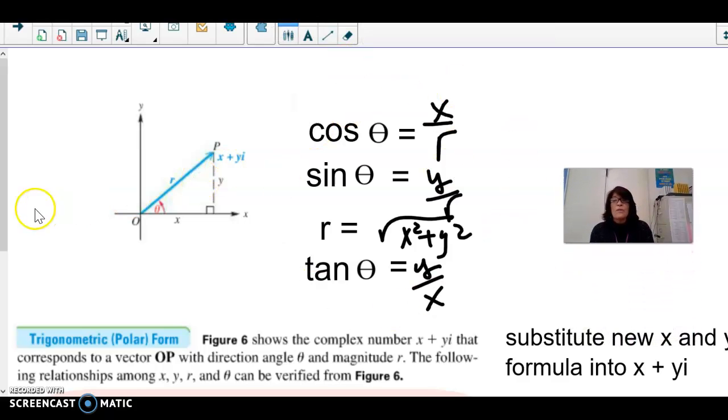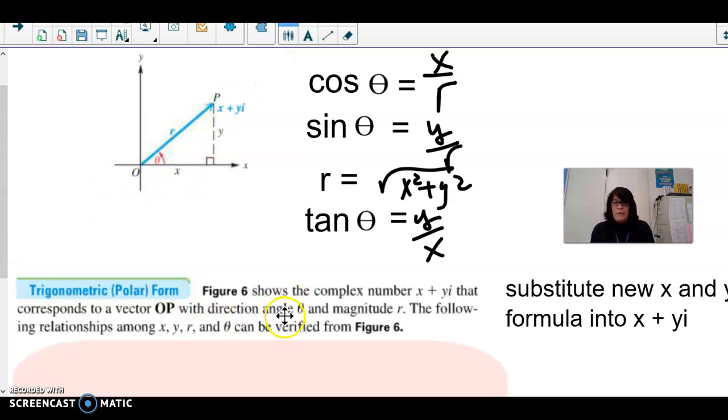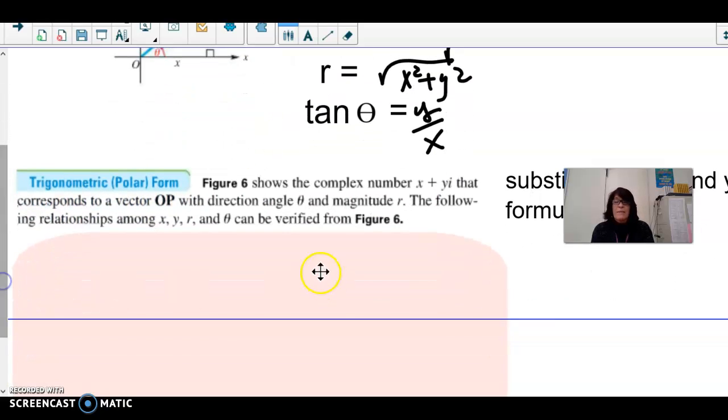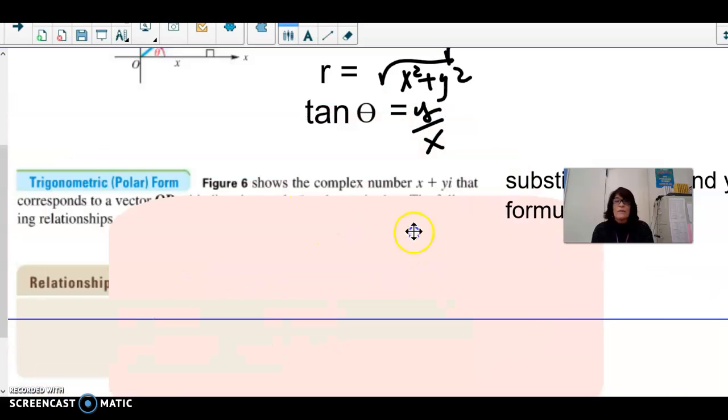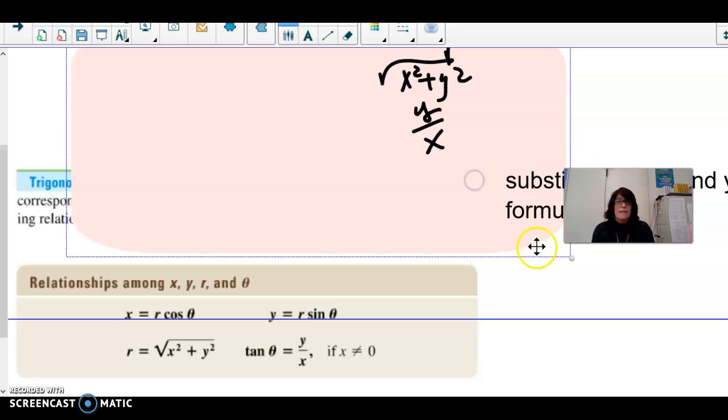They take those same things, and we are now going to substitute the new x and y formula into x plus yi. This is x plus yi, right? That's what we were just talking about. It's the a plus bi, x plus yi, whatever you want to say. But here are the new ways to say it.